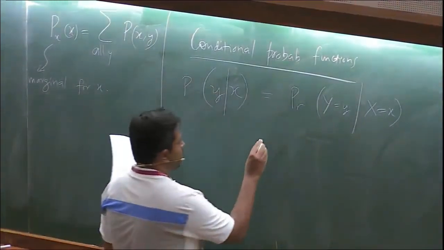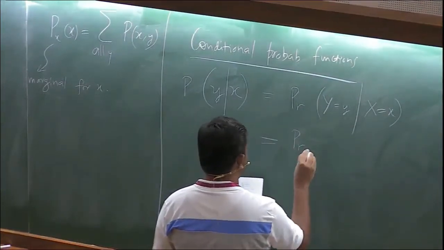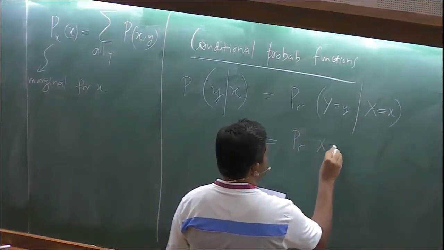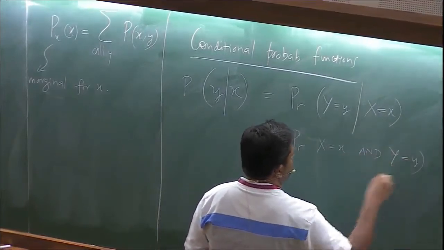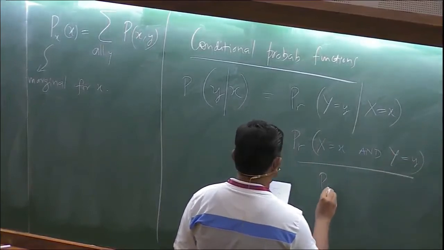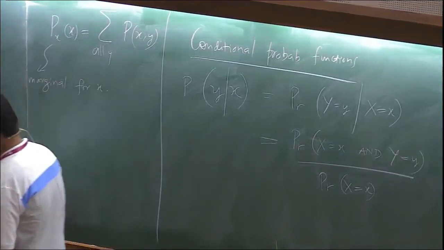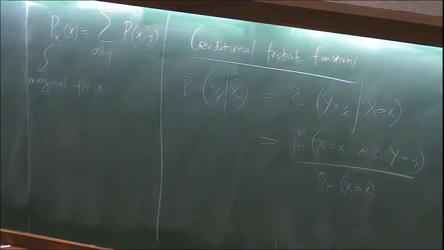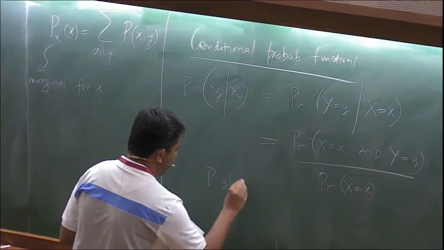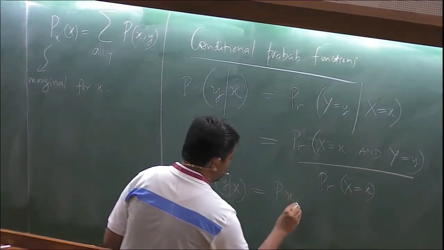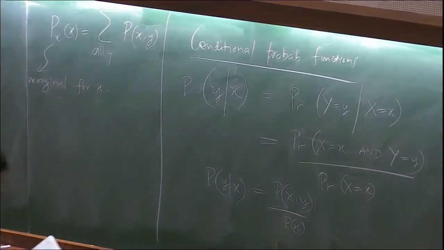From our earlier discussion on sample spaces, you can really see that this should just be the probability that X takes the value little x and Y takes the value little y, scaled by the probability that X takes the value little x. So the conditional is just the joint divided by f of x.